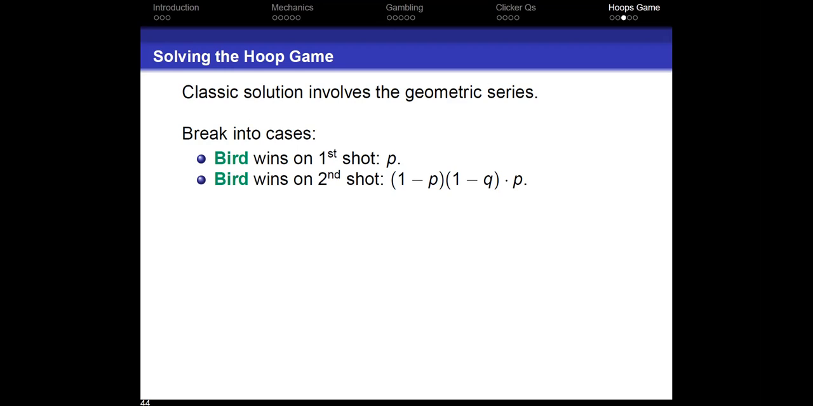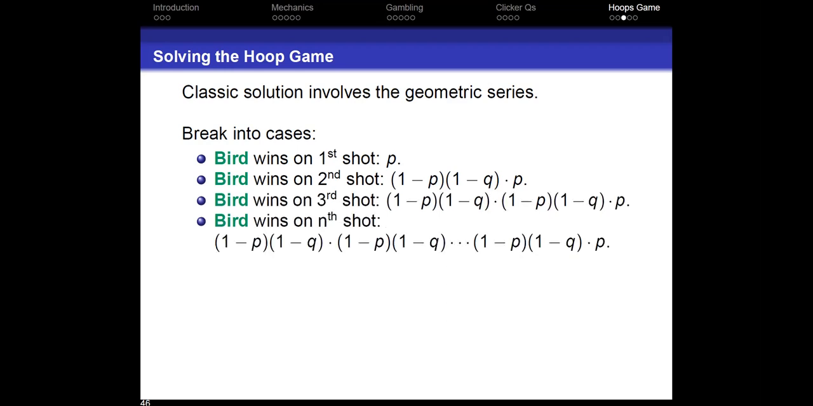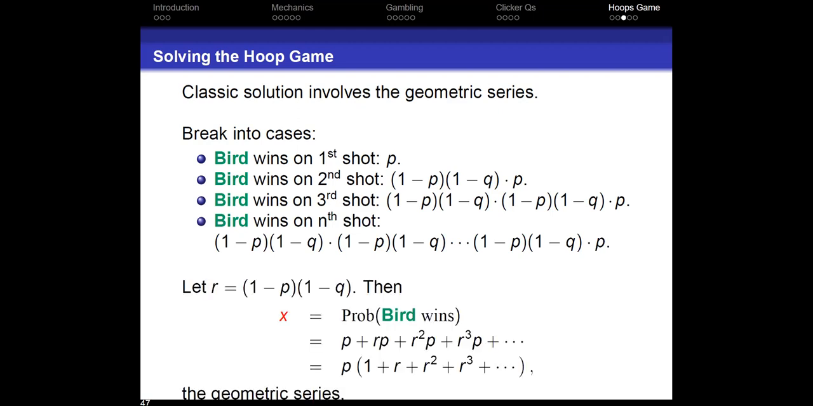One minus P, one minus Q, squared, yep. And so on the nth shot, you would just have this pairing n times. Well, let's let R be one minus P, one minus Q. So the probability Bird wins is P on the first shot, plus RP on his second shot, plus R squared P on his third shot, and so on and so on.